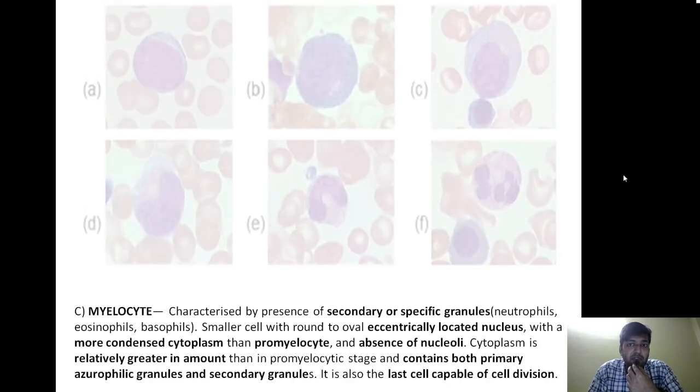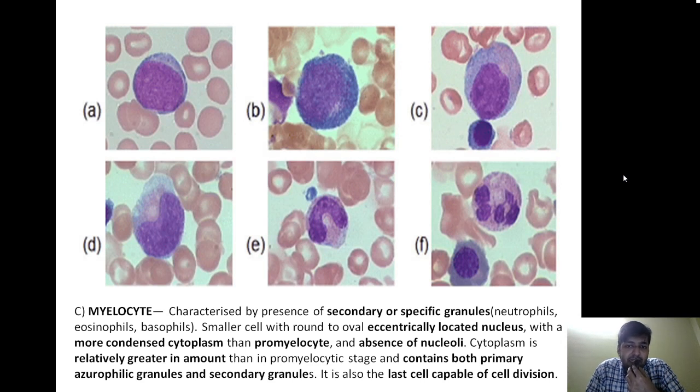The next stage, if you see, is a stage wherein secondary or specific granules appear, and over here the nucleus is not having any kind of indentation. The nucleus is also more coarse compared to the previous two stages. The nucleus is eccentrically located and there is no indentation in the nucleus. Cytoplasm is relatively greater in amount and contains both types of granules, primary as well as secondary granules. It is also the last cell which is capable of cell division.